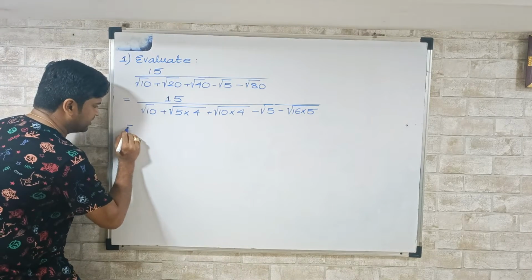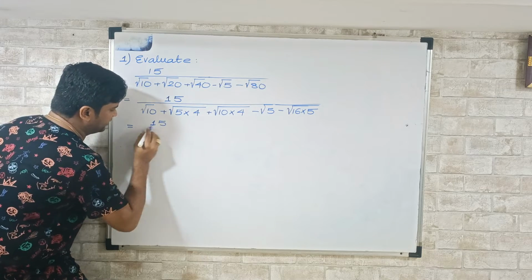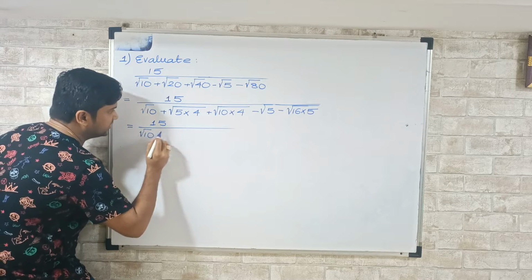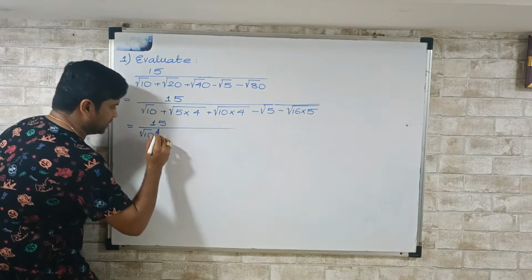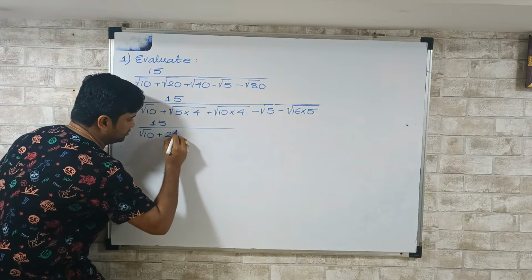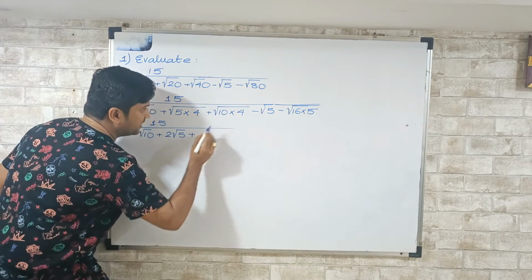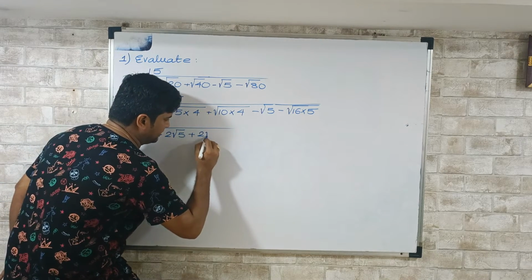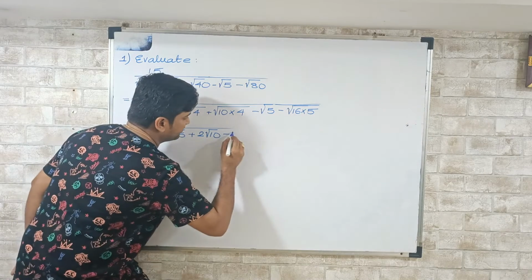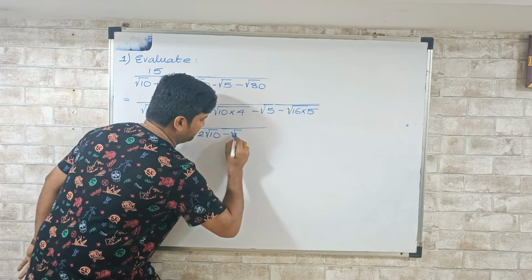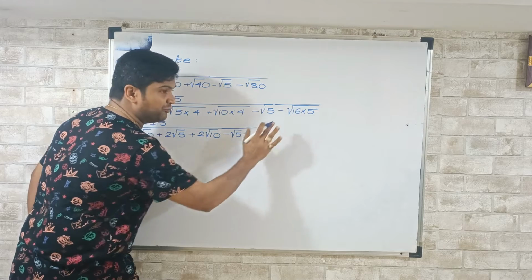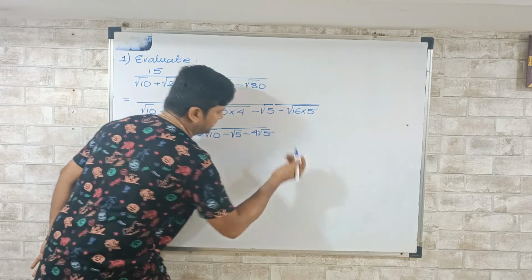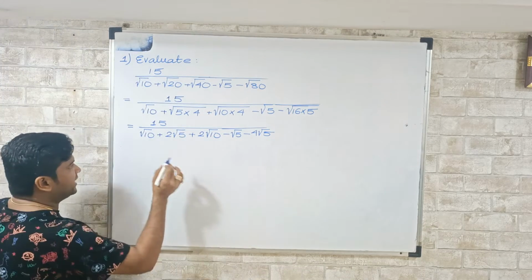Done. Now next. So 15 in the numerator as it is. Now root 10 again as it is. Root 4 will give me 2, so I can write this as 2 root 5. Again root 4, I can write it as 2 root 10, so I'll write it as 2 root of 10, minus root 5 as it is, minus root of 16 fours, so I can write this as 4 root 5. Done? Now, I think we can solve this now.